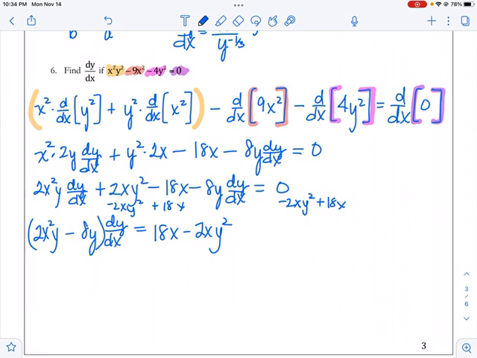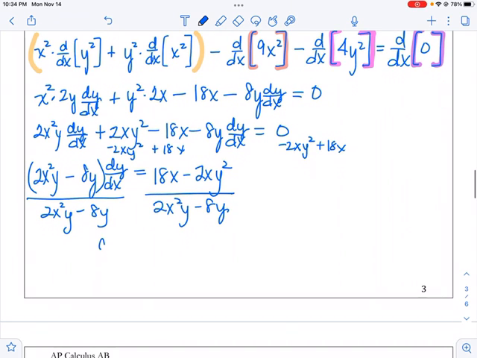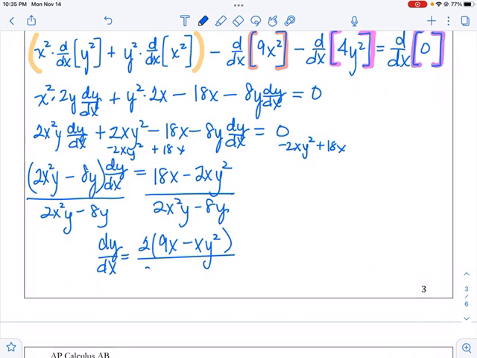Okay, and then I'm just going to divide by 2x squared y minus 8y. And I have my dy/dx. dy/dx is equal to... Now, I want to factor out a common factor here. So you don't have a common factor of x or y between all terms, but you do have a common factor of 2. So if I factor out a 2 in the numerator, it's going to give me 9x minus xy squared. And in the bottom, you can factor out a 2 easily, and then that becomes x squared y minus 8y.